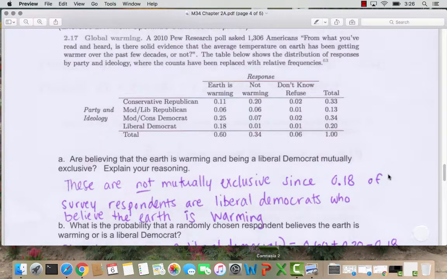So our first question is, believing that the Earth is warming and being a liberal Democrat, mutually exclusive or not? So if we look here, liberal Democrats, we see 0.18 of the total people in the survey, or 18%, are liberal Democrats who believe that the Earth is warming. So this is definitely not a mutually exclusive relationship. There is some overlap. Remember, mutually exclusive means disjoint or no overlap. So we say these are not mutually exclusive since 0.18 of the survey respondents are liberal Democrats who do believe the Earth is warming.